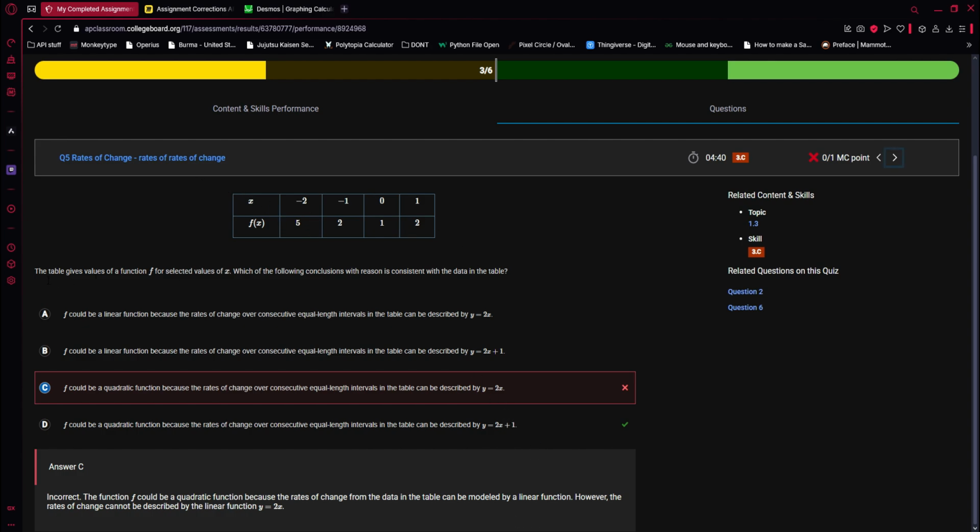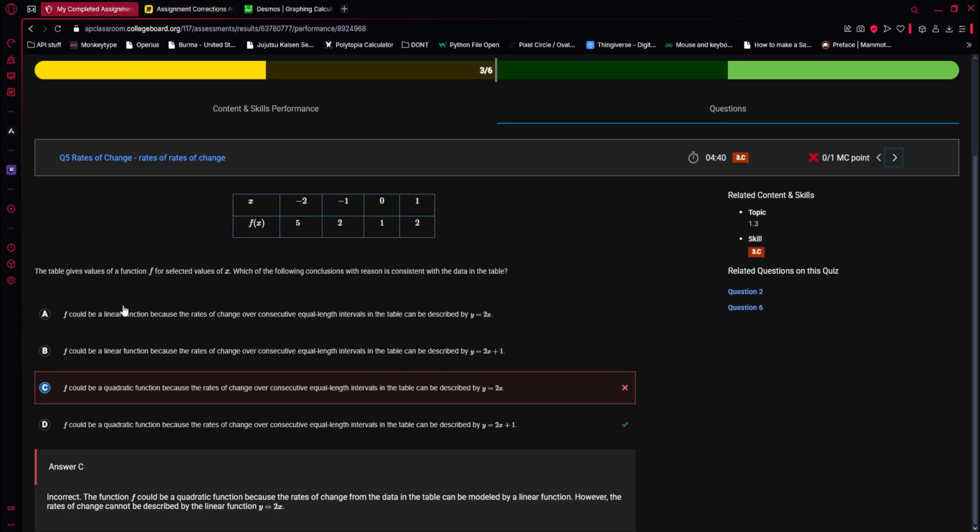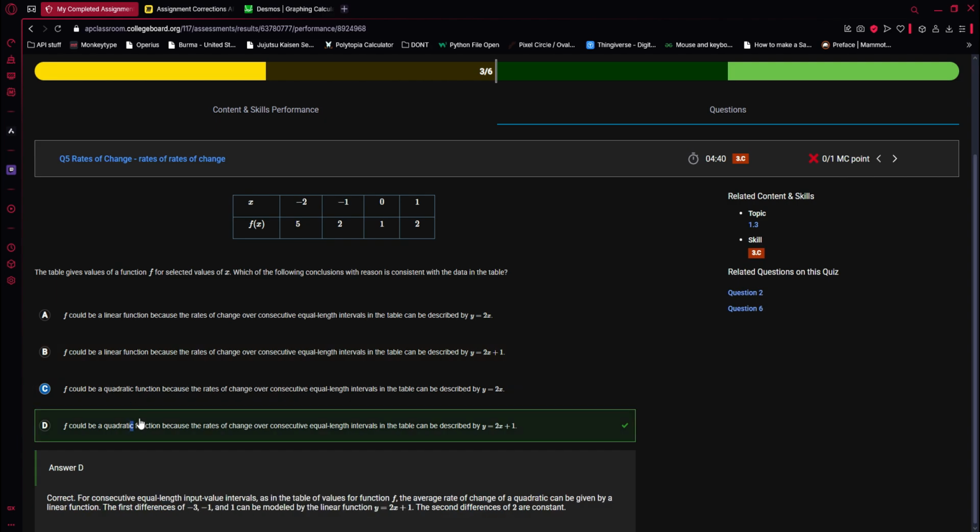So, table gives values of a function f for selected values of x. Which of the following conclusions with reason is consistent with the data in the table? F could be a linear function because the rates of change over consecutive... I look at this 2, I look at this 1, I look at it going back down to 2. That is not linear. I'm so sorry, that is not linear. I have never seen a linear function that goes like this. No booty cheeks in my linear functions. So it can't be this. So it's one of these.